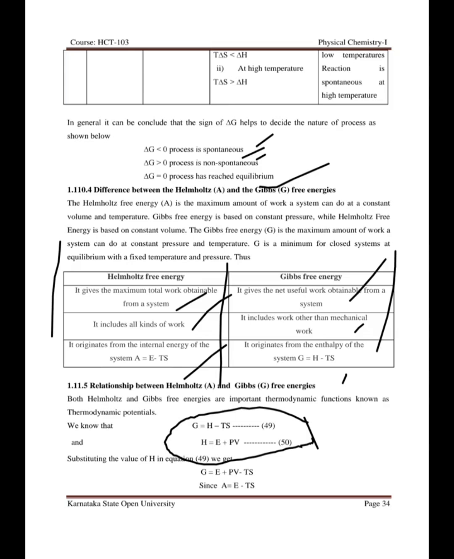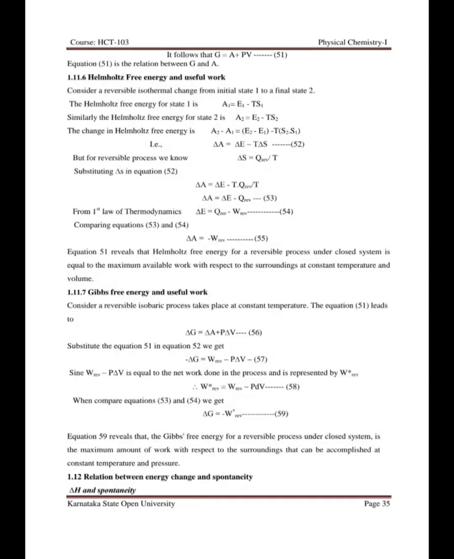Substituting the value of H in equation 49, we get G is equal to E plus PV. And further, G is equal to A plus PV from equation 51. That is the relationship between the Gibbs and Helmholtz free energy. And next is the Helmholtz free energy and useful work.